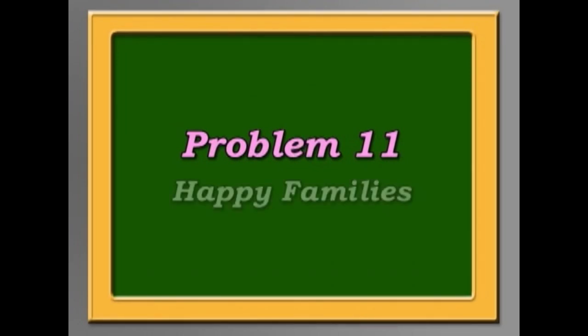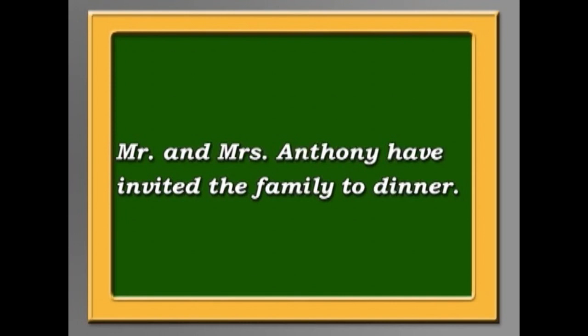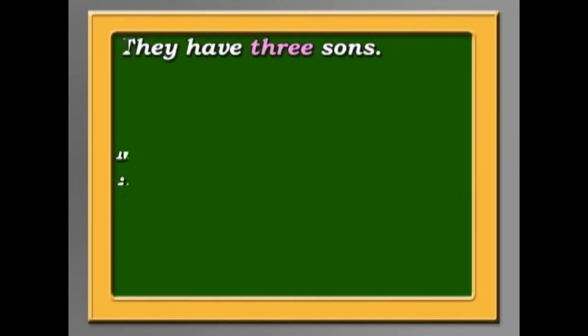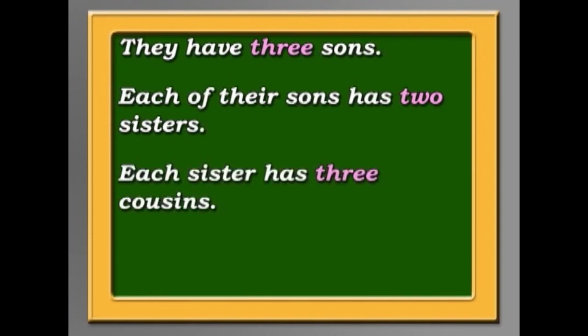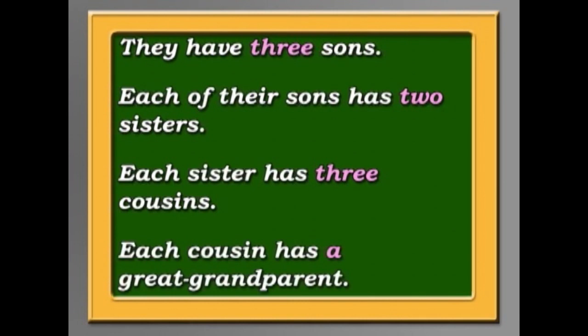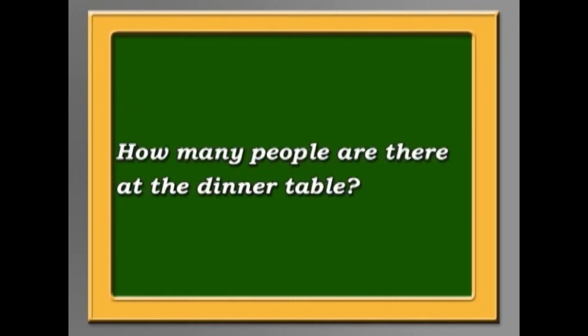Problem 11. Happy Families. Mr. and Mrs. Anthony have invited the family to dinner. They have 3 sons. Each of their sons has 2 sisters. Each sister has 3 cousins, and each cousin has a great-grandparent. How many people are there at the dinner table?